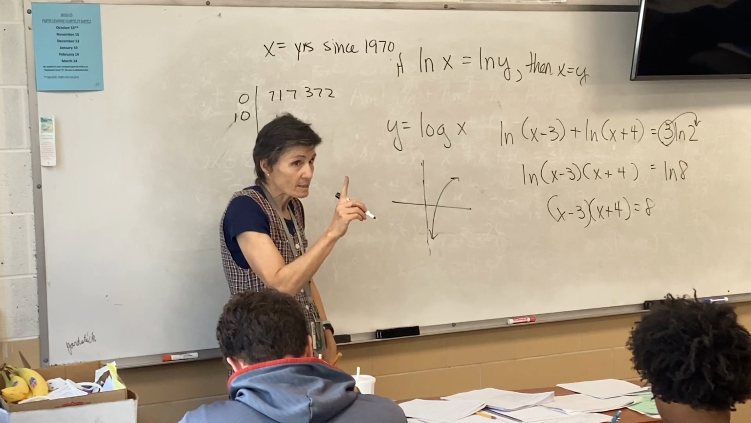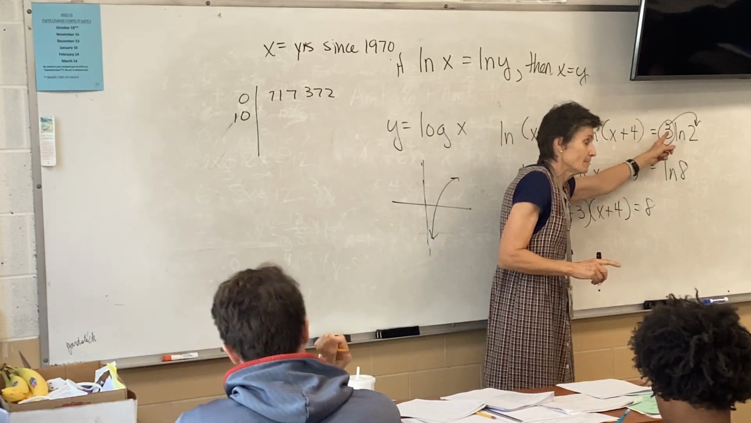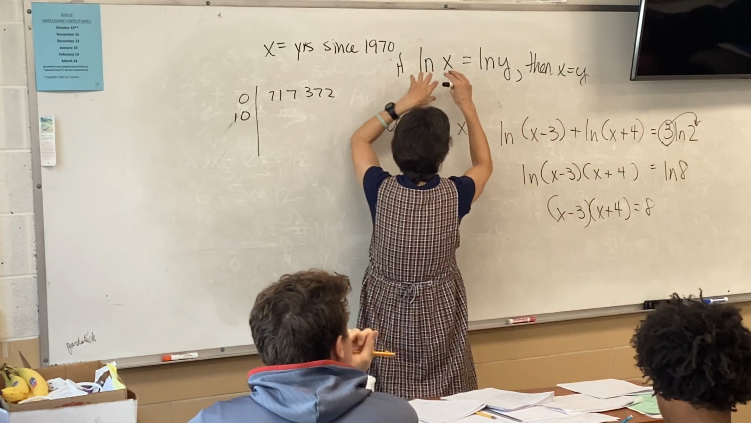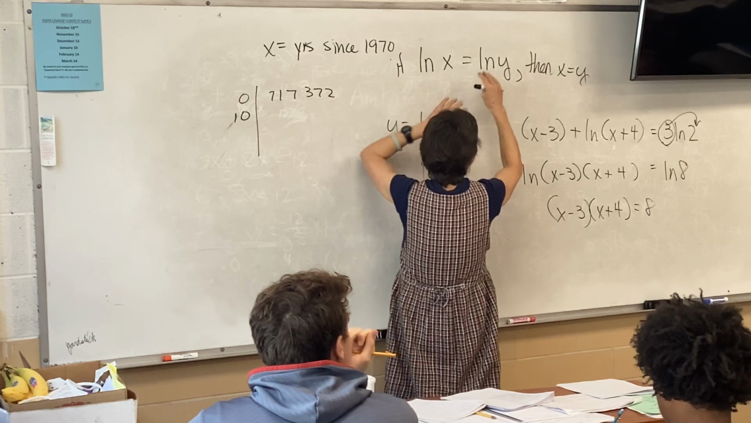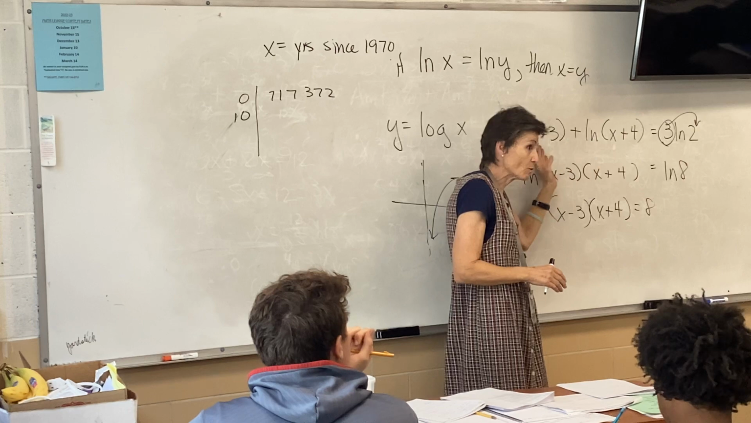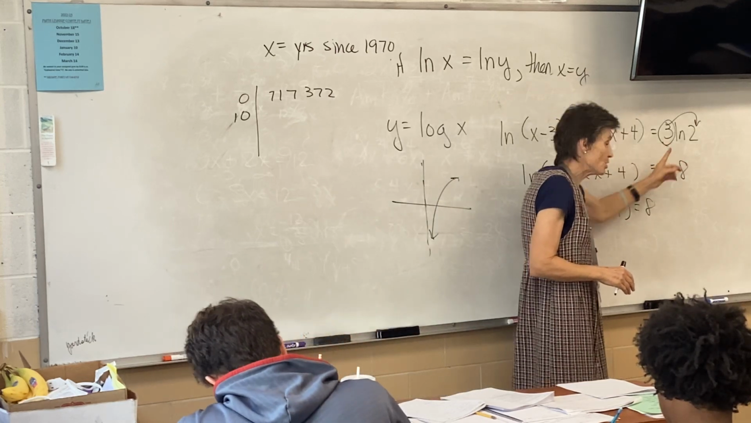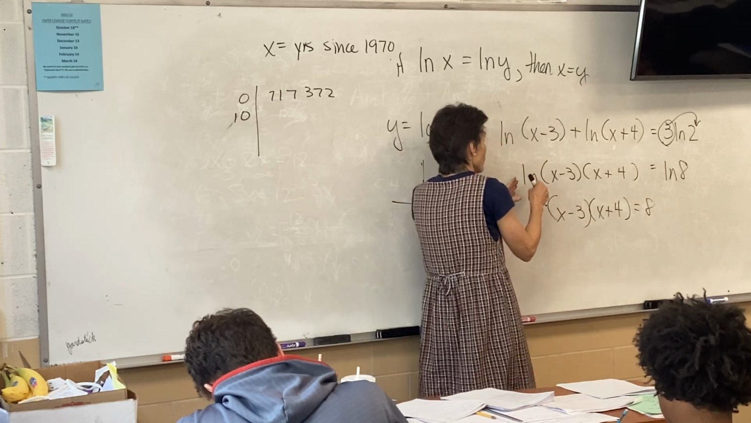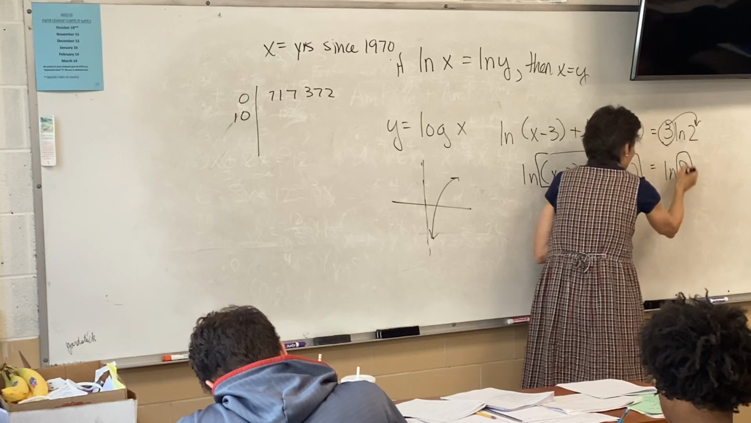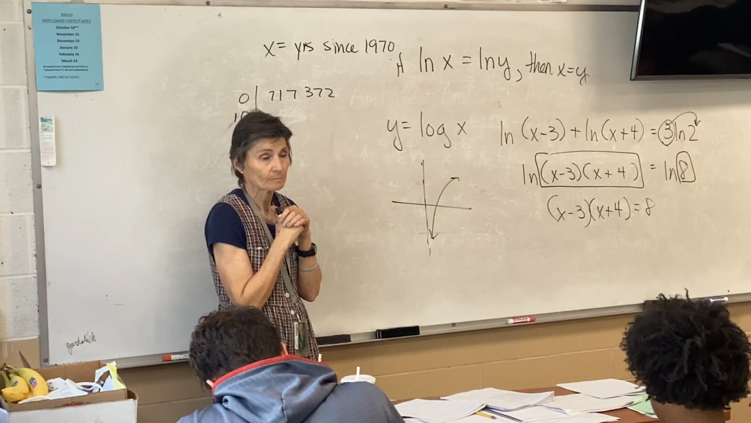Now, notice, I didn't do that in the very beginning. Because that only works if it's log equals log. You can't have two logarithms over here. You can't have numbers out in front. You have to rewrite it so it's log equals log. Then you can set the two things equal to each other.